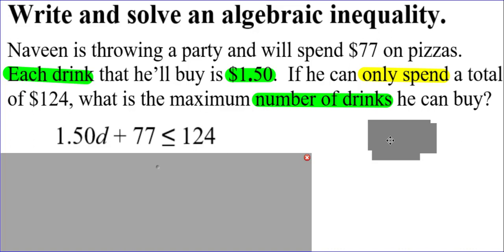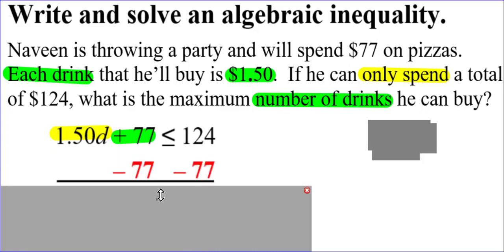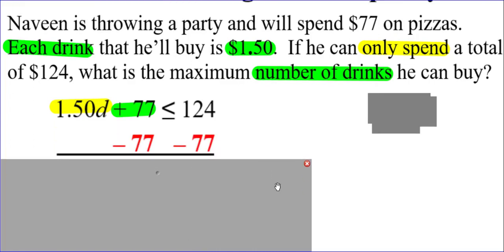All right, so to solve, what's happening to the variable? It is being multiplied by 1.50, and then it is also being added by 77. So we're going to do our inverse operations. We'll get rid of the adding by 77 first. So we'll subtract by 77 on both sides.